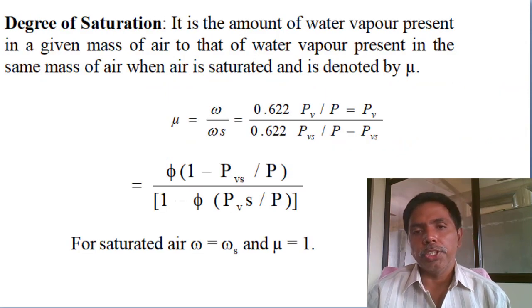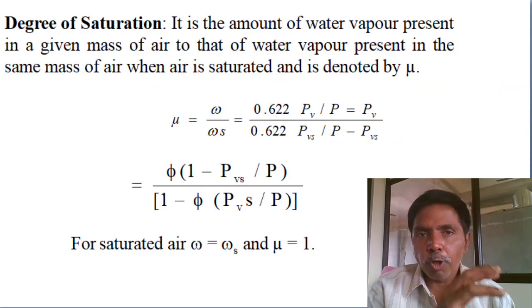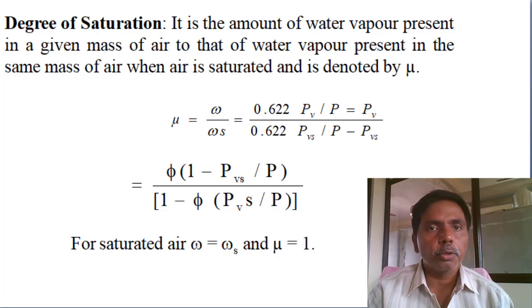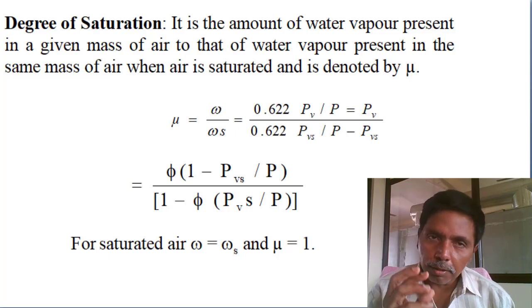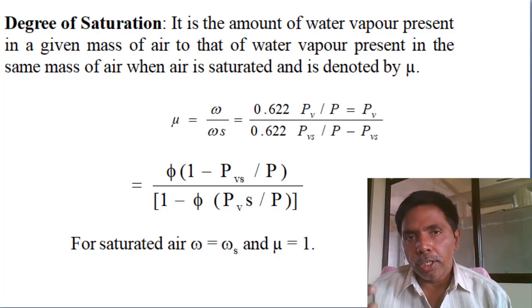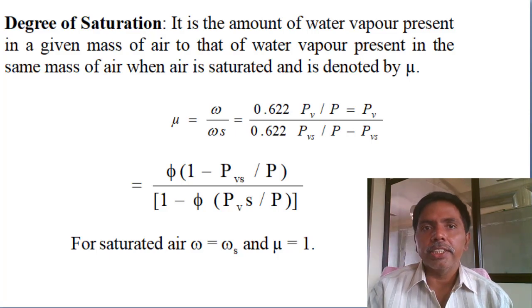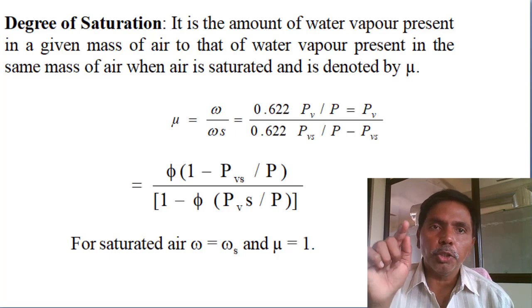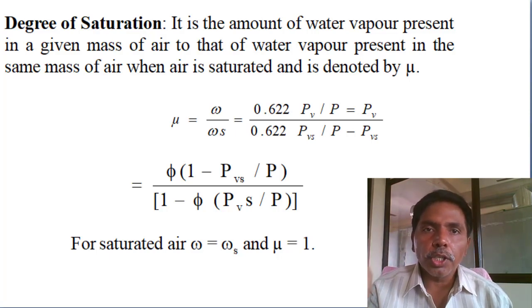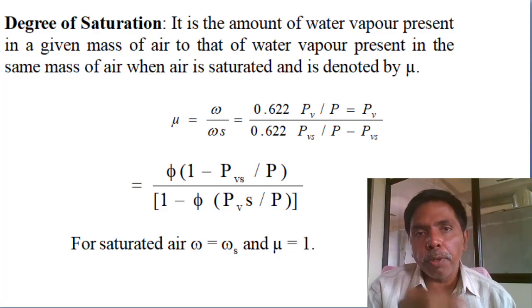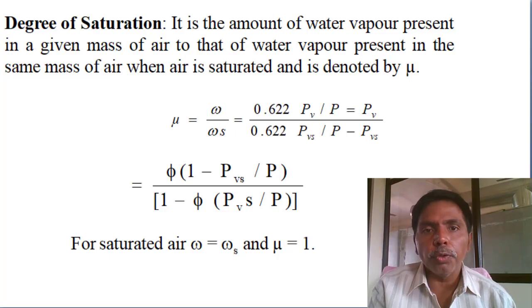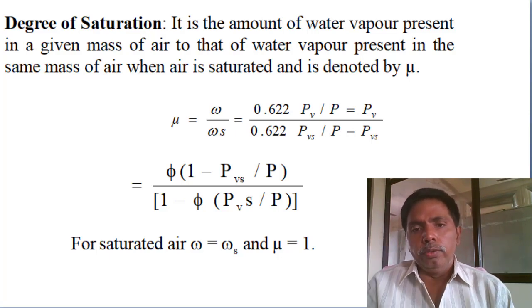Next, degree of saturation. Simple. It is the mass of water vapor present in the mass of total air, divided by the mass of water vapor present in the mass of total air at saturation condition. At saturation condition, what is the mass of water vapor? I already mentioned, 0.030 kg of vapor per kg of air. That is the saturation. In the general condition, how much? Maybe 0.020 something. That ratio is the degree of saturation.